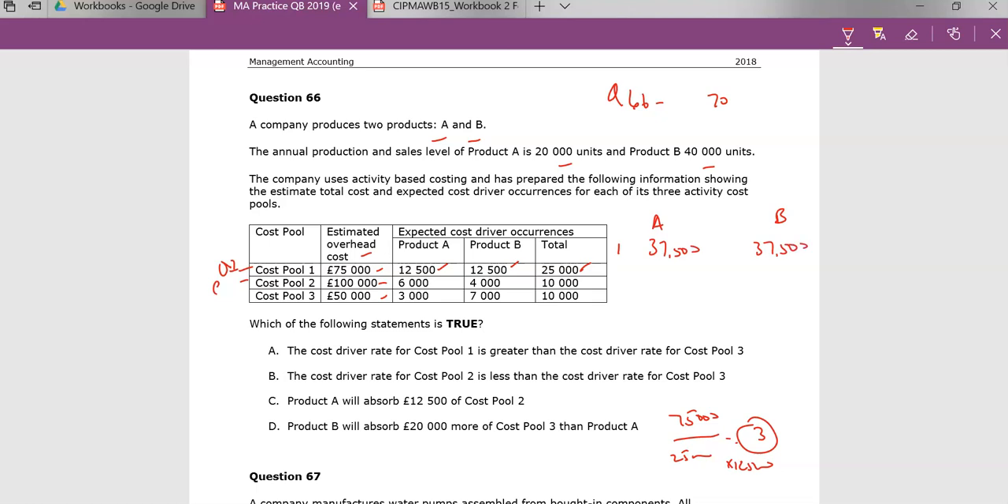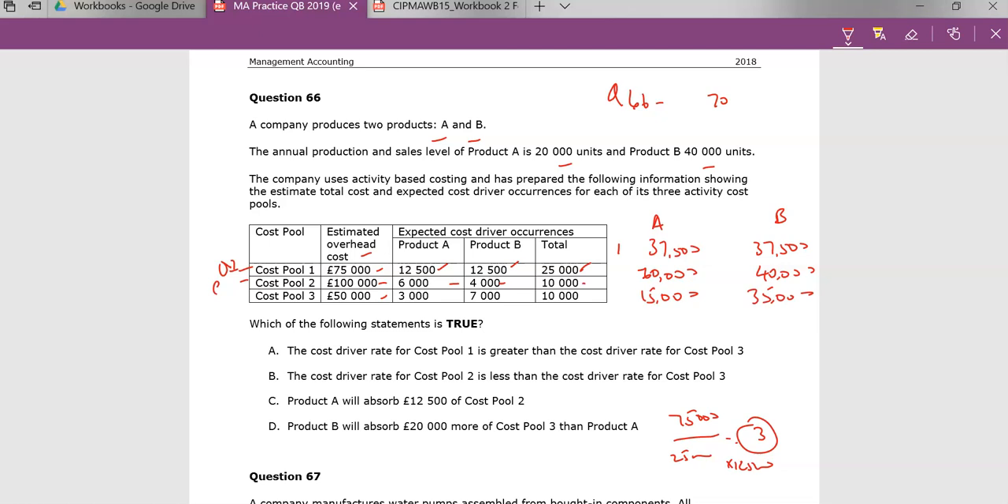And then for cost pool 2, you see here it's telling you have 6,000 here, 4,000 here, a total of 10,000. So ultimately you're looking at 60% of the costs go to A. So 60% of these costs are for A, so that's 60,000, and that's 40,000. And here I have, again, 30% of the costs go to A and 70% of the costs go to B. So 30% of 50,000. Here we have 15,000, and here we have 35,000. So that's what we have.